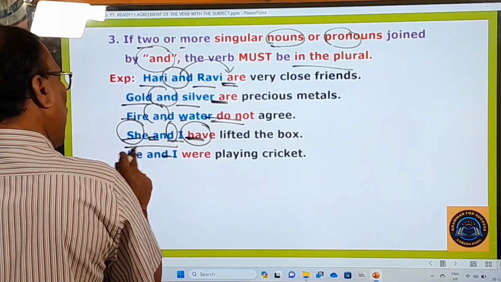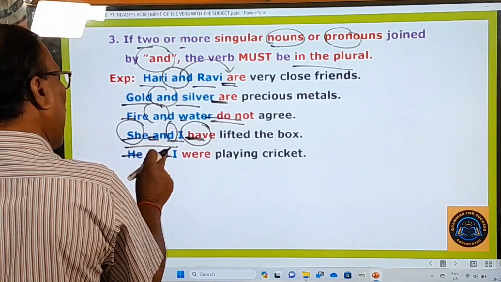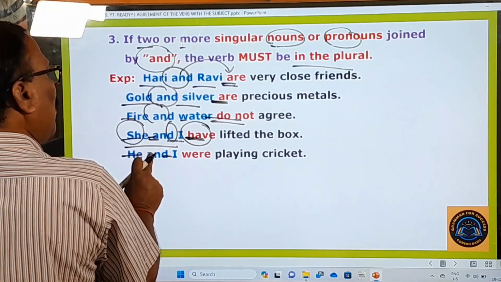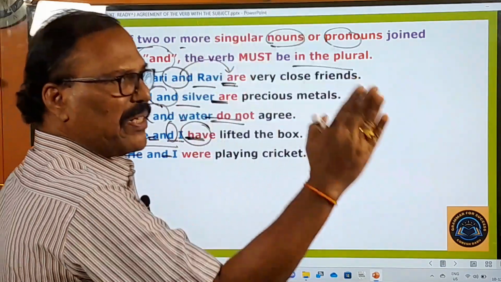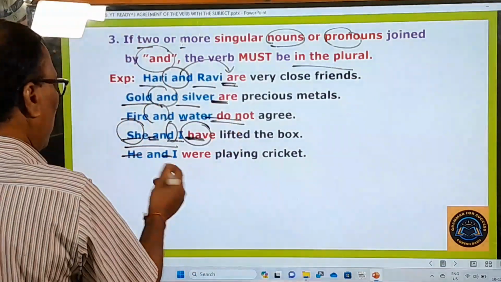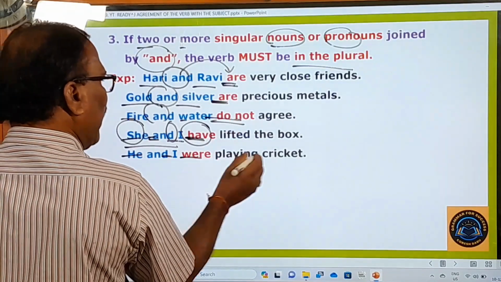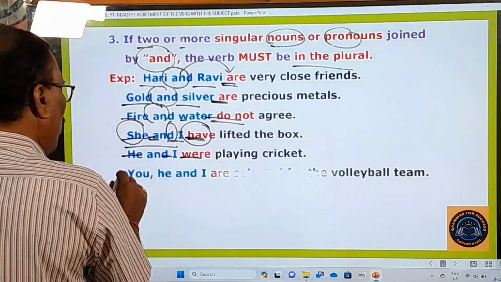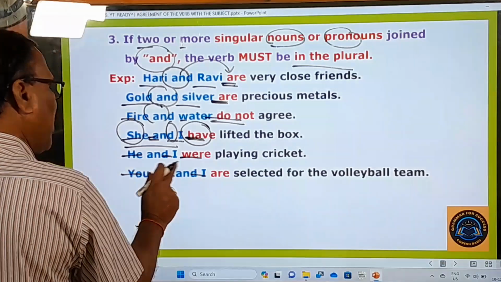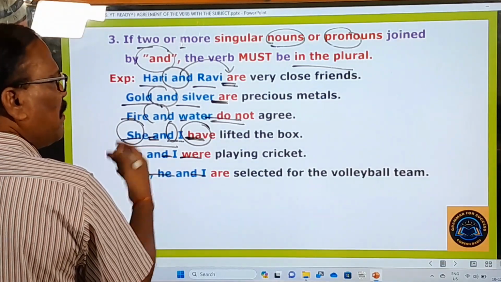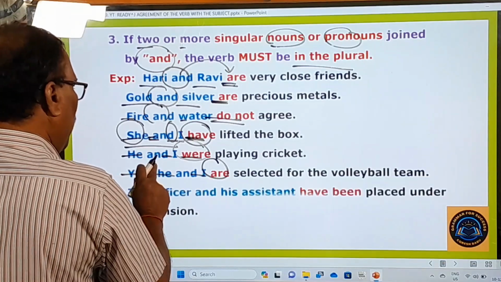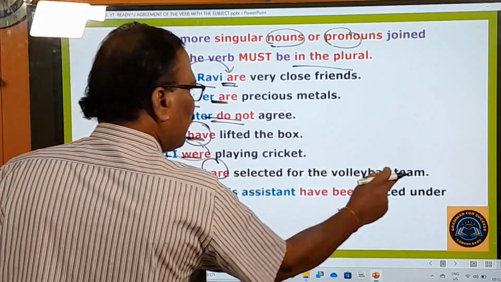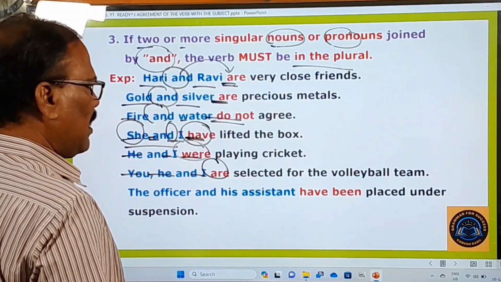He and I were playing cricket. He and I, two persons are there. If there is only one person, that is singular. If there is more than one person, that is plural. He and I were playing cricket, right? And then you, he and I: here are three persons. Three persons means plural, so a plural verb is used here. You, he and I are selected for the volleyball team. The remaining sentences you can read.